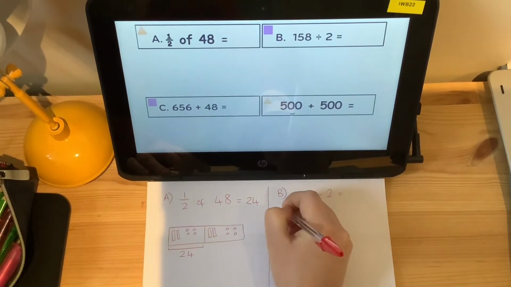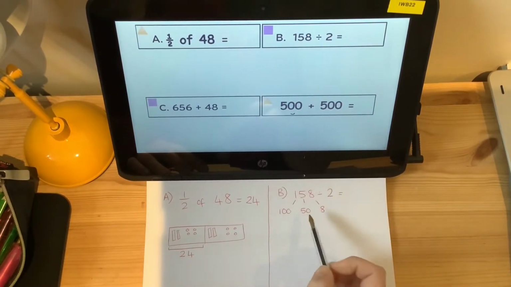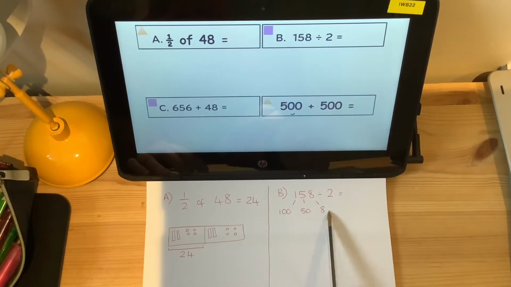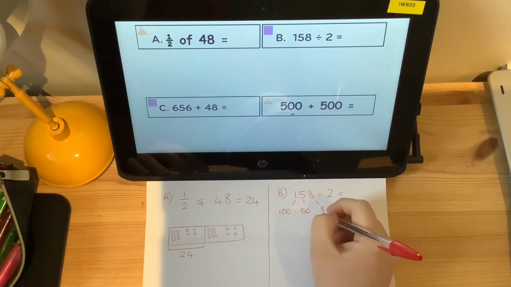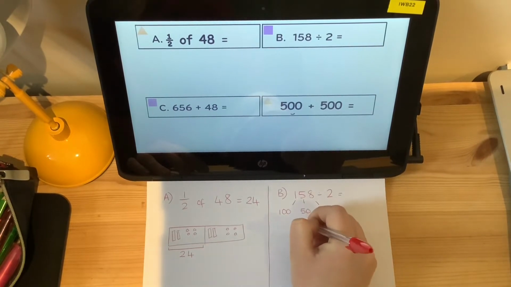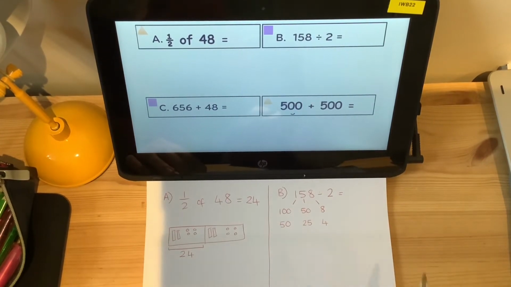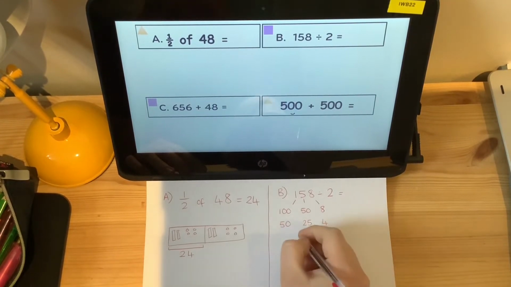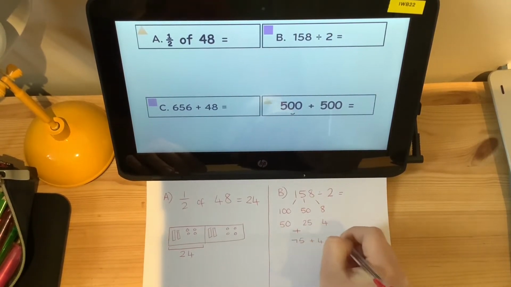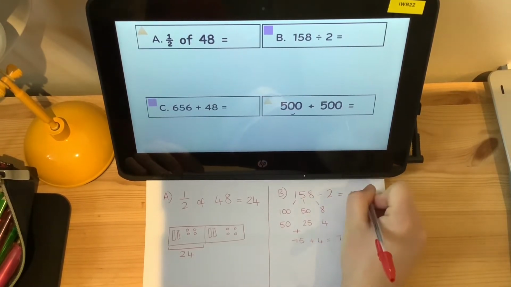So we've got 100, we've got 50, and we've got 8. So I have partitioned my 3-digit number into my hundreds, tens and ones. I'm now going to divide each by 2. So half of 8 is 4, half of 50 is 25, and half of 100 is 50. I now just need to add these together. So 50 add 25, if I add those two together I get 75, and 75 add 4 gives me 79. So I know that 158 divided by 2 is 79.